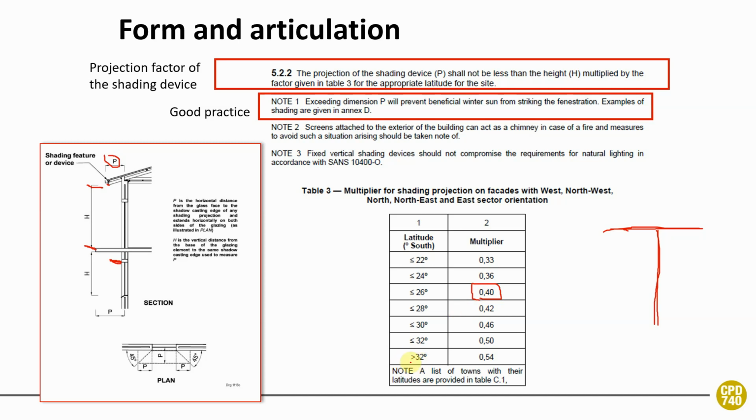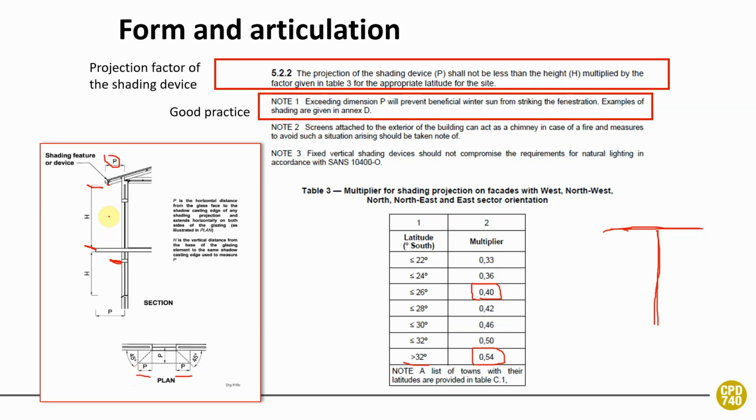If it was Cape Town, we'll have to go for larger than 32. You'll see you'll have to use a multiplier of 0.53. Believe me, that makes a difference. You can go and calculate that. And then what you do is you say basically that height, the extent of that height multiplied with that 0.4 gives you the length of the shading device that's needed. Also, on plan, how much it needs to extend on both sides of the window that you're providing.